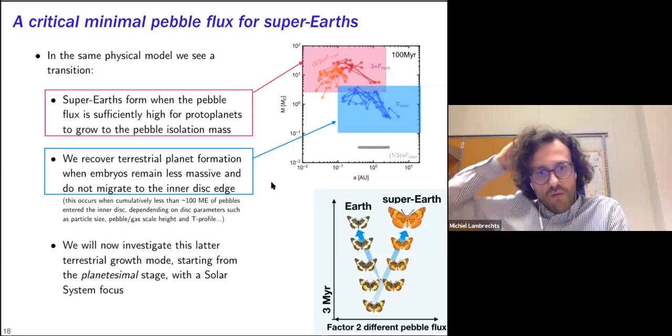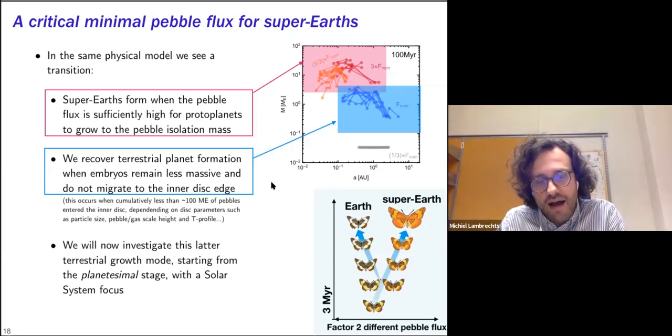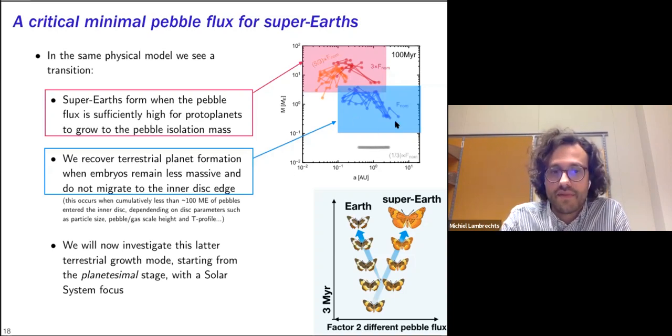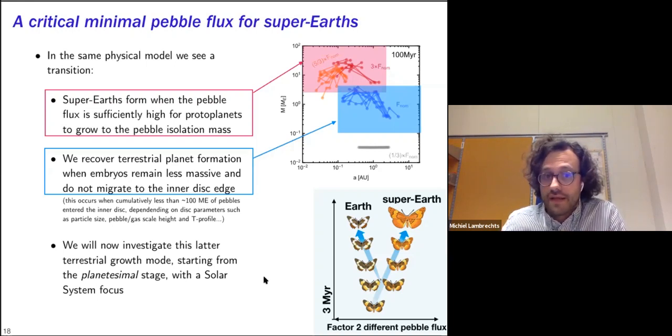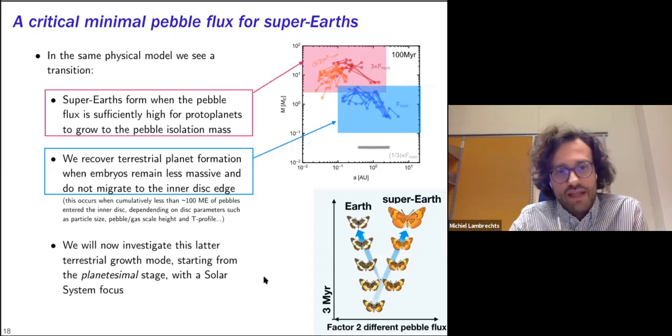Okay, now I want to focus in what is coming next a little bit more on this terrestrial growth mode. So basically these systems here. But this started with sort of moon-massed embryos. I wanted now to really go down to the planetesimal stage and look a little bit also more in the context of the solar system. So now we're moving gears a little bit.